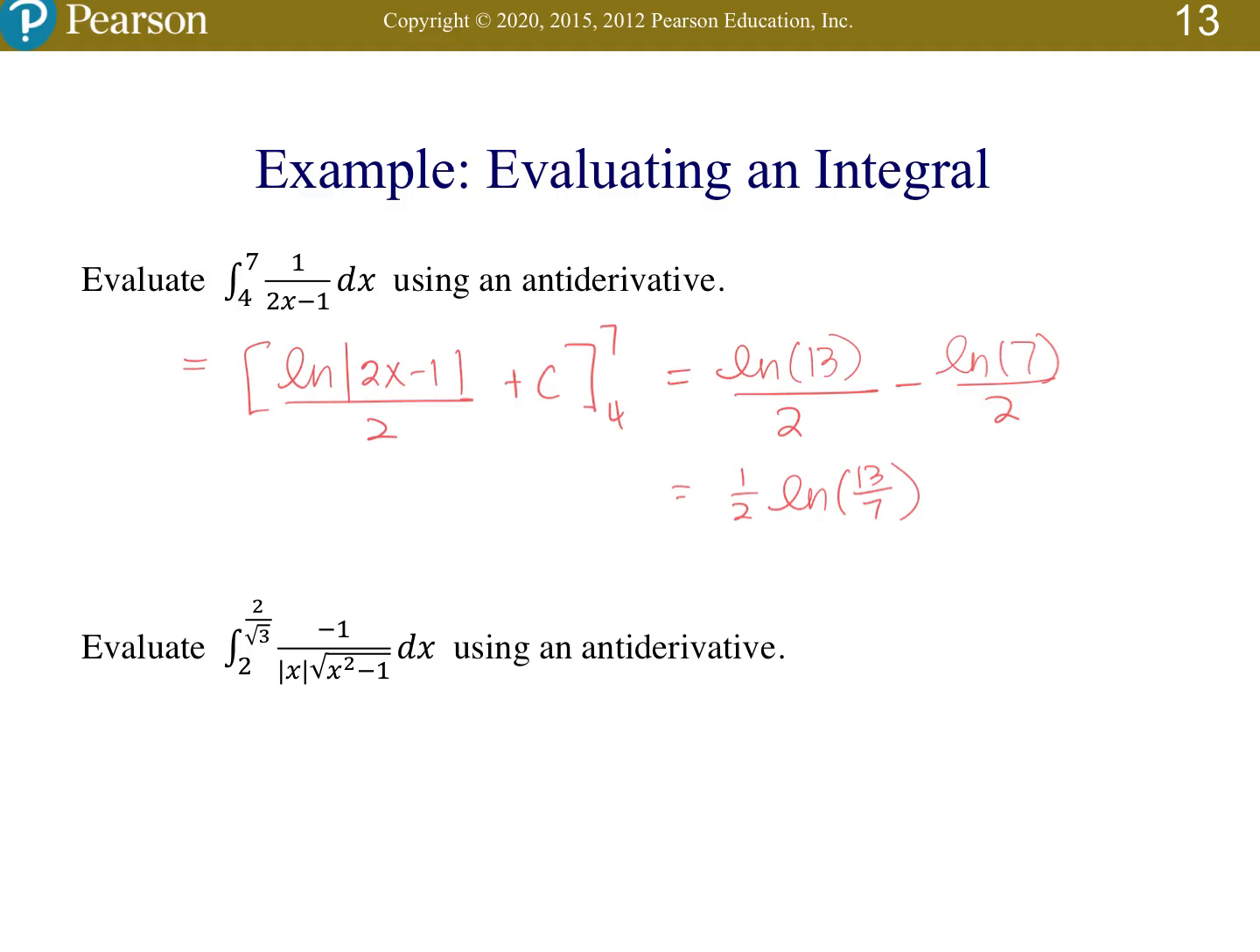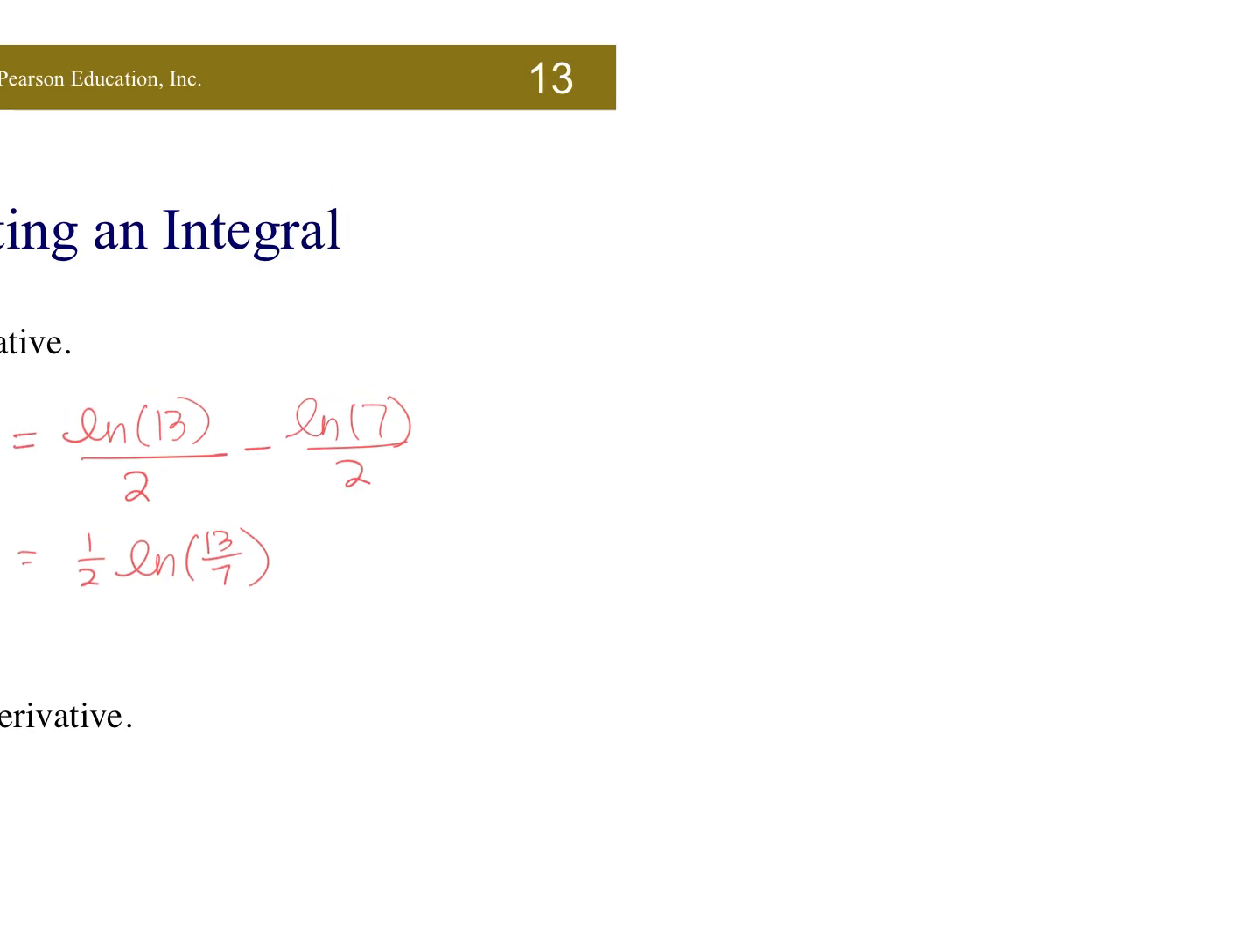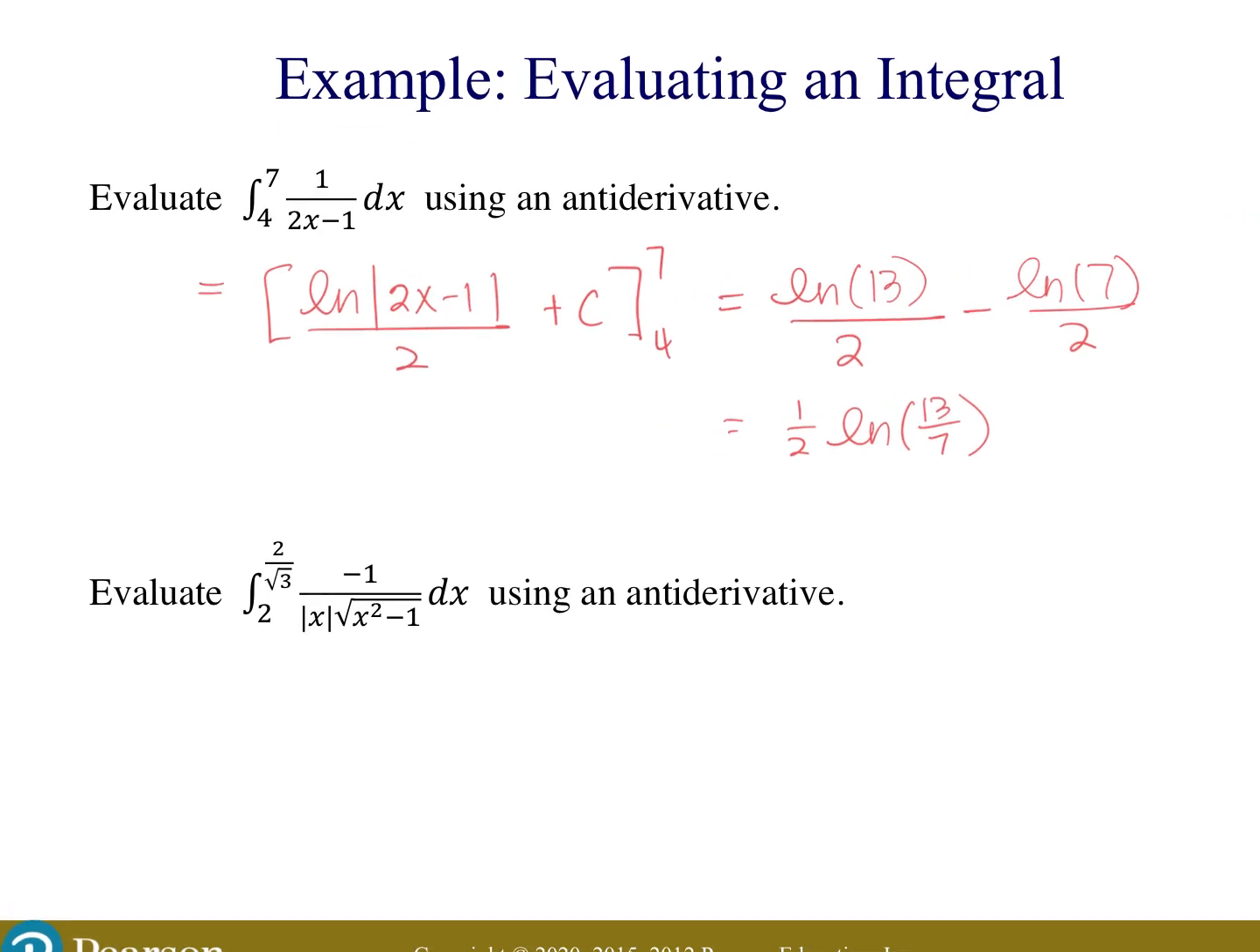Be careful how you write it. Don't get sloppy and write natural log 13 over 2 like that, because that might look like the 2 is dividing the 13 when it's really not. So make sure you're clear that the 13 is part of the natural log and not to be divided by 2. Just be careful about how you write that.